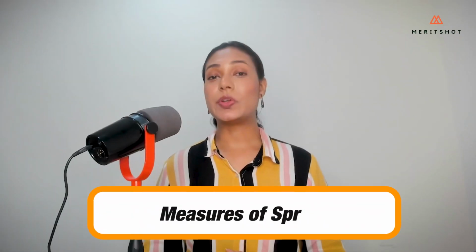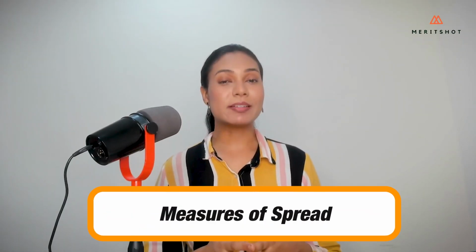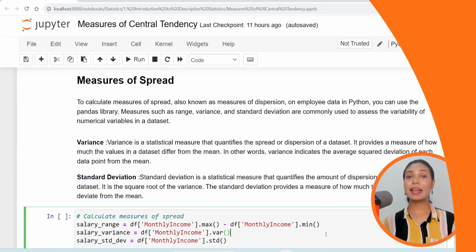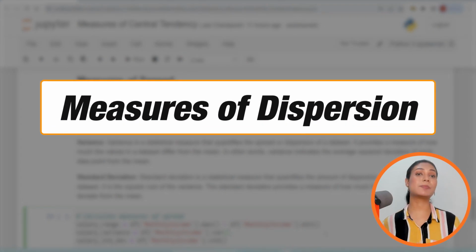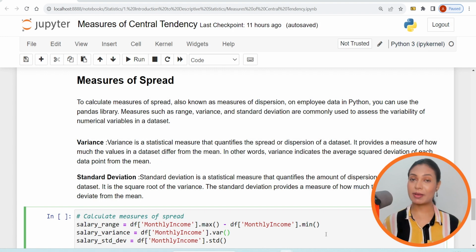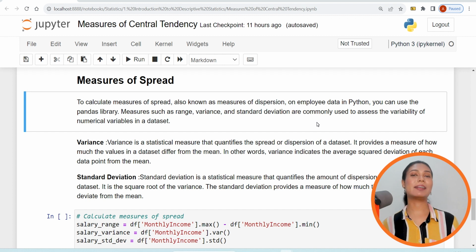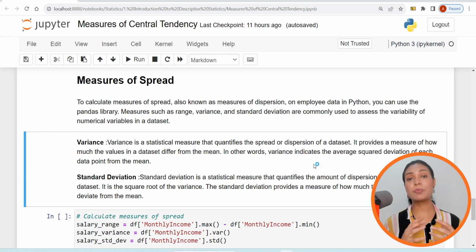In this lecture, we are going to learn about the measures of spread in statistical language. To calculate the measures of spread, also known as measures of dispersion, on employee data in Python, you can use the pandas library. Measures like range, variance, and standard deviation are commonly used to assess the variability of numerical variables in a dataset.